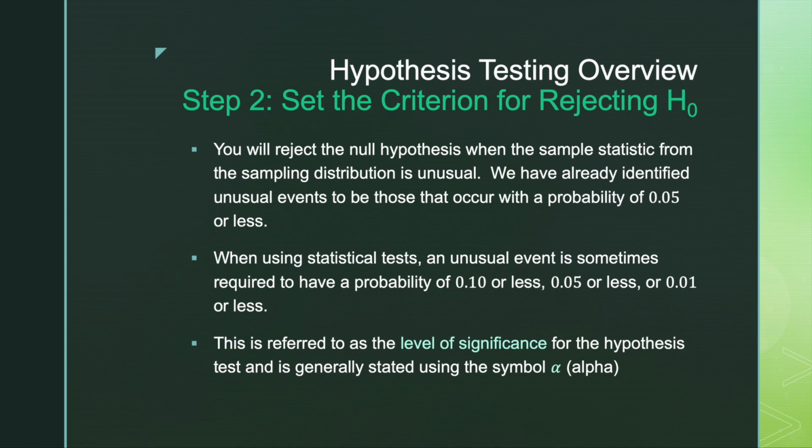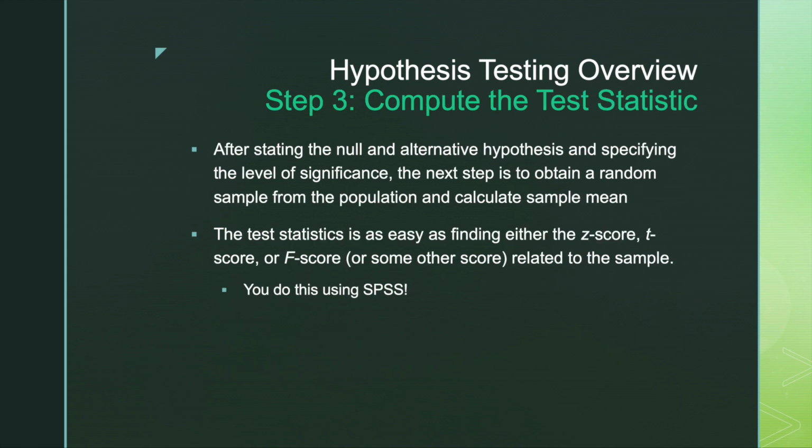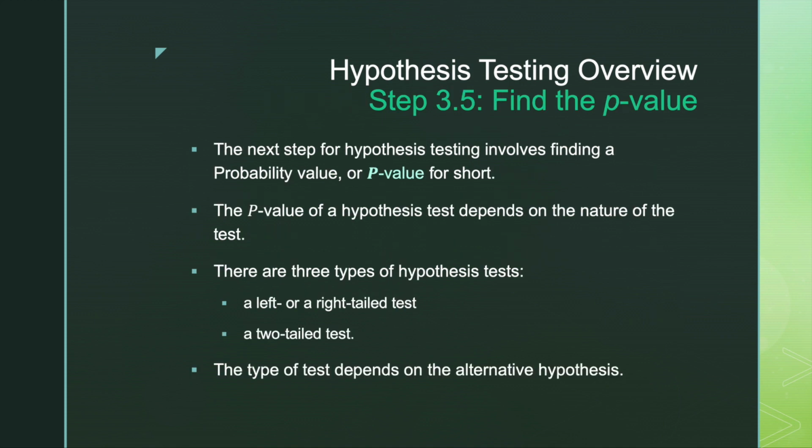And it all comes from whether things are unusual or not. So our typical value for this is 5%, because anything that happens less than 5% of the time is generally considered unusual. But we could also use 10% or 1%, it doesn't have to be 5%. And this is referred to as the level of significance or the alpha level. Once we've done that, then we actually go about computing the test statistics, which is basically using SPSS to find either a z-score, a t-score, an f-score, some sort of score. And we just let SPSS do that for us. And while SPSS is doing that, it also calculates something called the p-value or the probability value.